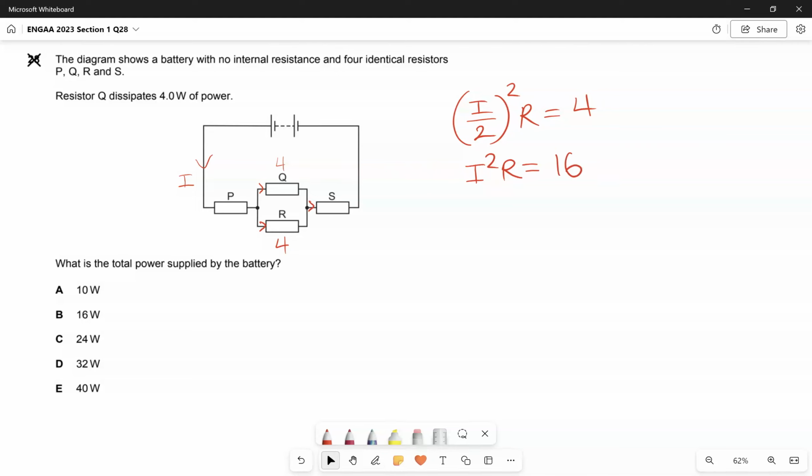And this is exactly the expression we have for the power in P and S. So we'll have 16 plus the 4 plus 4 plus the last 16. So that is 20 plus 20, which is 40 watts. And that's it. That's the question done.